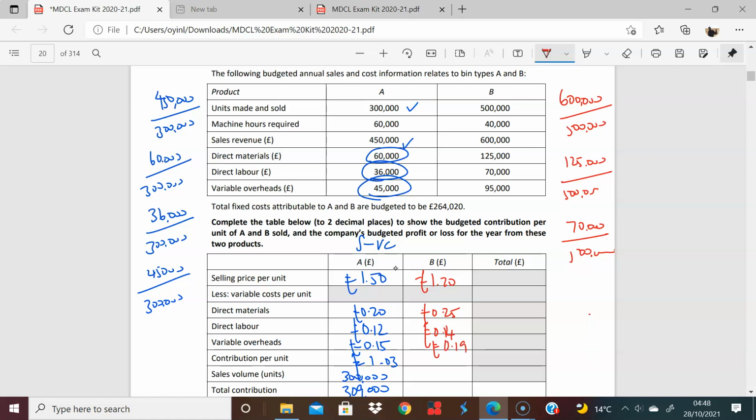So again, I can now find my contribution by taking all my variable costs away from the £1.20. Let me just make sure I'm right there. It is 1.2 minus 0.25 minus 0.14 minus 0.19. That's 62p. You're selling 500,000 units, and that takes you to 310,000.